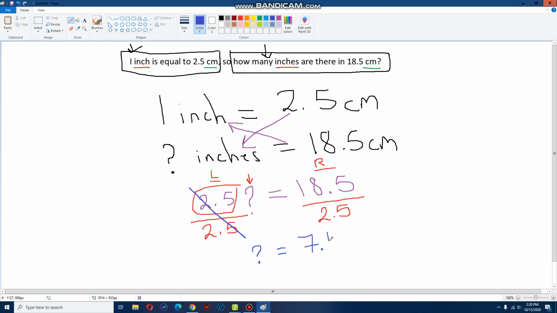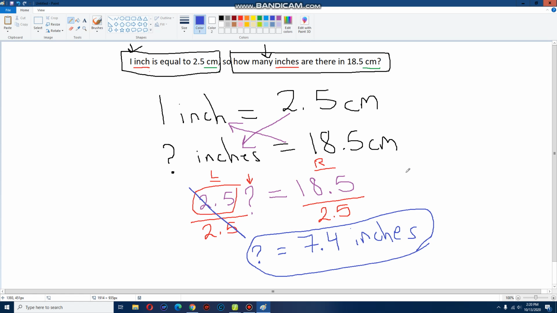And there we go. We have got our answer. 1 inch is 2.5 centimeters. 18.5 centimeters is roughly 7.4 inches. And this is how you use a cross multiplication technique when dealing with word problems.